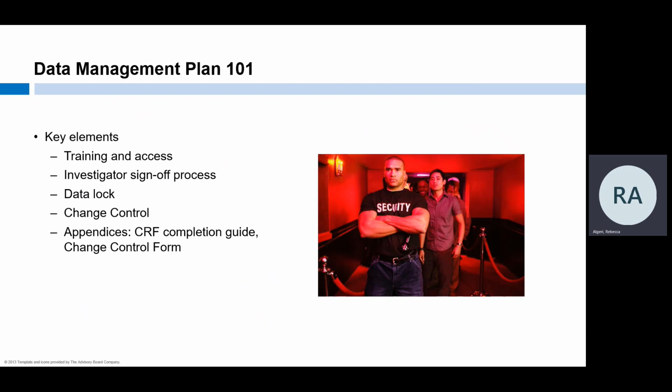At what point will the database be locked so that no further edits to fields can be made? If we need to make changes to the database, how will those be managed and put into use? This is a process called change control. Specific changes need to be identified and go through the same kind of development, review, and approval process that we completed at startup. Instructions on how to complete the CRFs and the change control form to be used for requesting revisions to the database should be included as appendices.